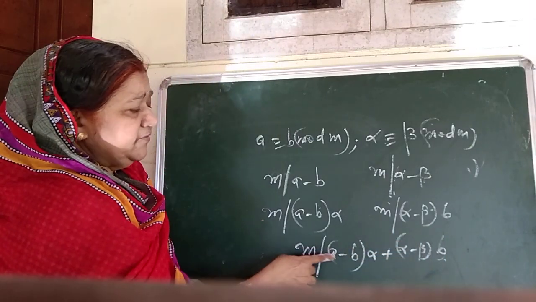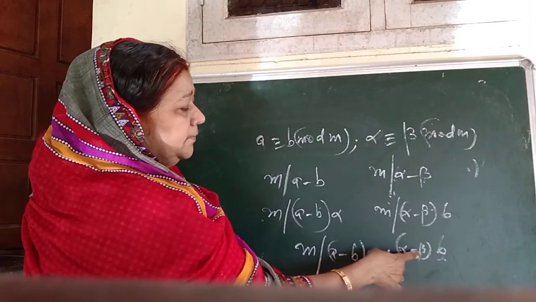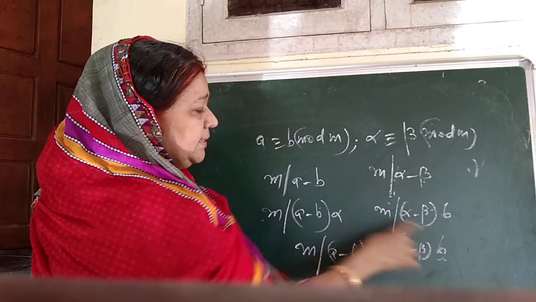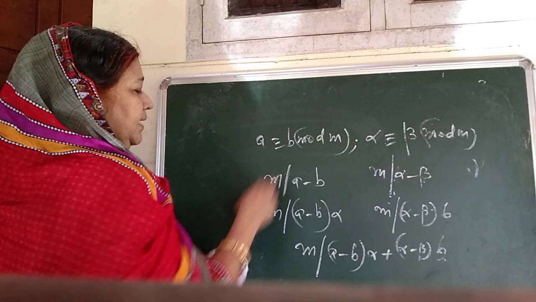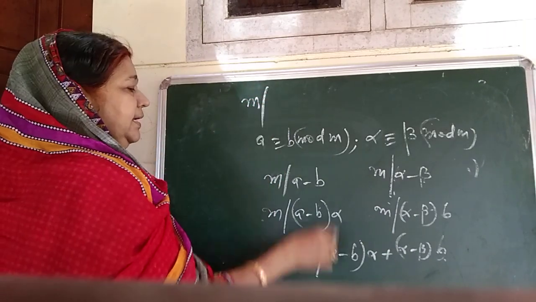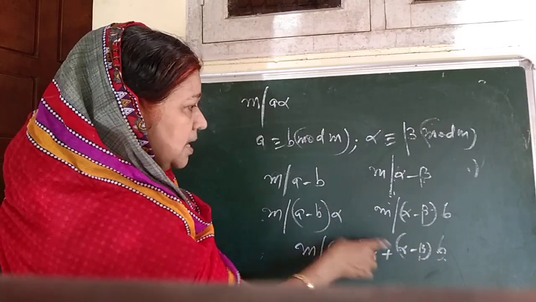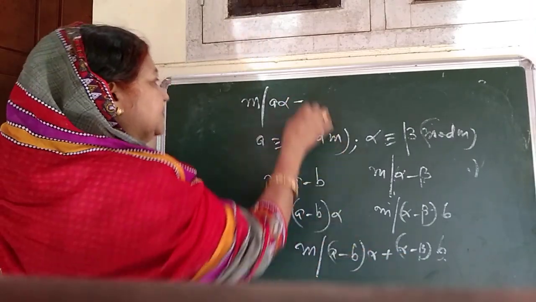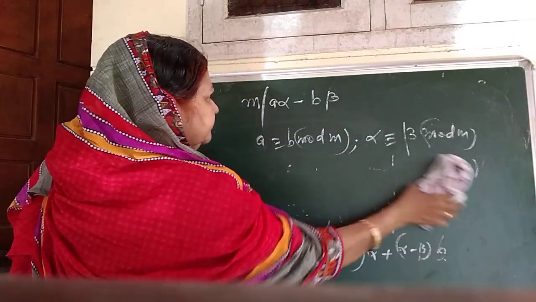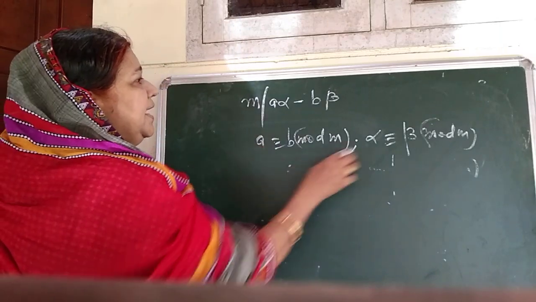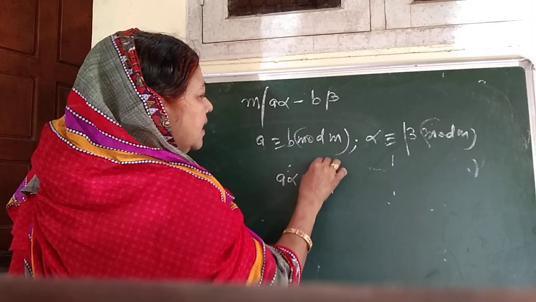We have m divides a alpha minus b alpha plus alpha b minus b beta. Therefore, the alpha b and alpha b cancel. We get m divides a alpha minus b beta. That is, a alpha is congruent to b beta mod m.